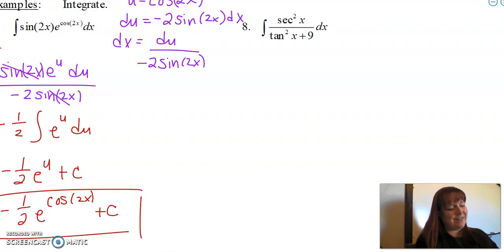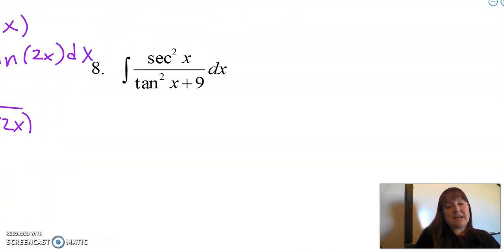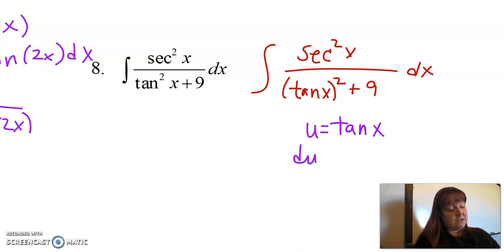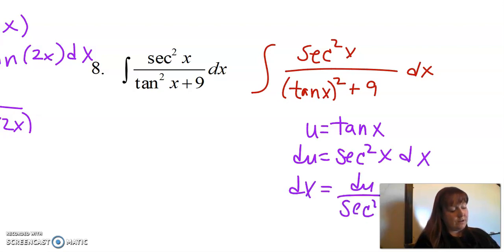Easy-ish. Okay, last one. So the thing I see here is that I see some function, tangent, and I see its derivative, secant squared, so I think automatically, oh, probably going to be u-substitution. So let's rewrite this really quick as secant squared x over, if we think of this as tangent x squared plus 9, because remember that's the same thing. So my u is going to be tangent. My du is secant squared. Therefore dx is du over secant squared x.